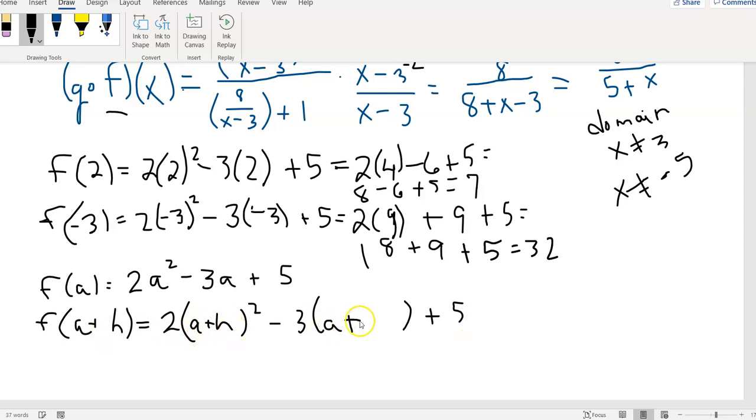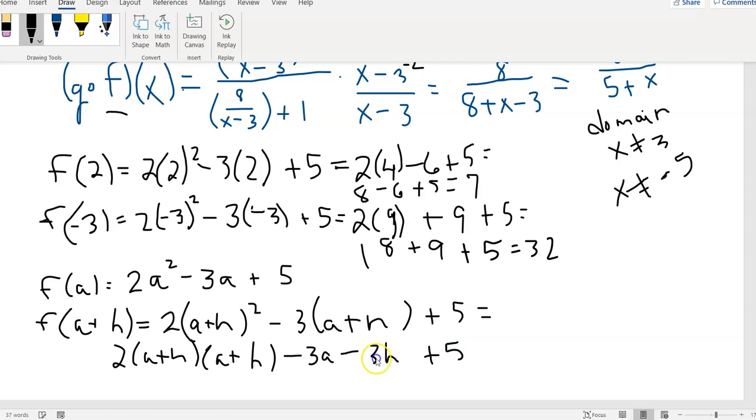Now the ugly thing here is all the multiplying out. Let's remember that a plus h squared really means a plus h multiplied by itself. And let's distribute the 3, so negative 3a, negative 3h, and I still have my 5. I will FOIL out the a plus h's and then distribute the 2. So a times a is a squared. A times h is ah. H times a is ah. And then h times h is h squared. And then I still have minus 3a minus 3h plus 5.